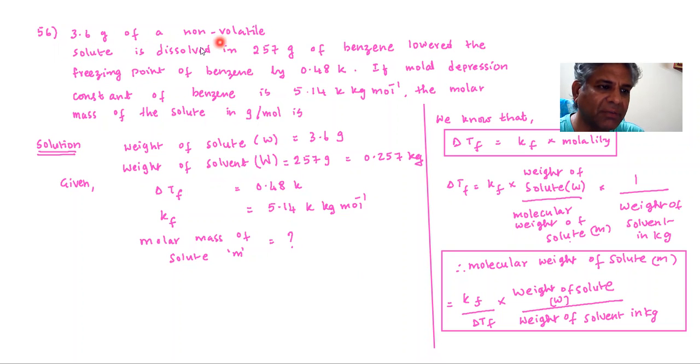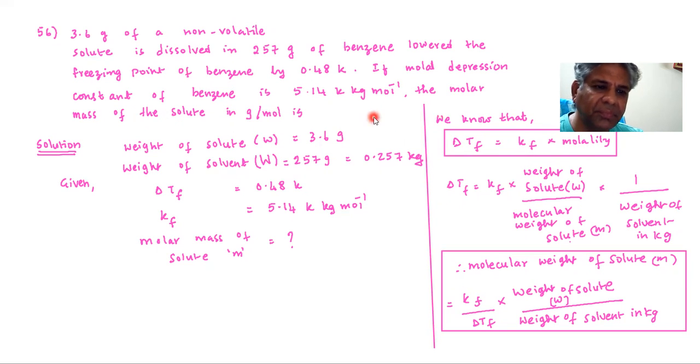3.6 grams of non-volatile solute is dissolved in 257 grams of benzene, lowering the freezing point of benzene by 0.48 K. If the molar depression constant of benzene is 5.14 K kg per mole, the molar mass of the solute in grams per mole is? Okay. Now this is a problem related to the depression in the freezing point. So once you know that it is a question related to depression in freezing point, immediately you should get the idea that delta Tf is equal to Kf into molality.